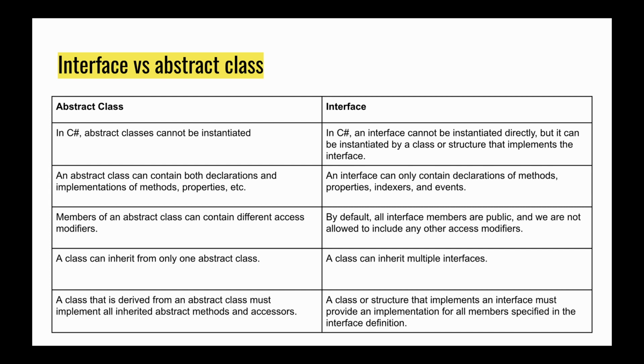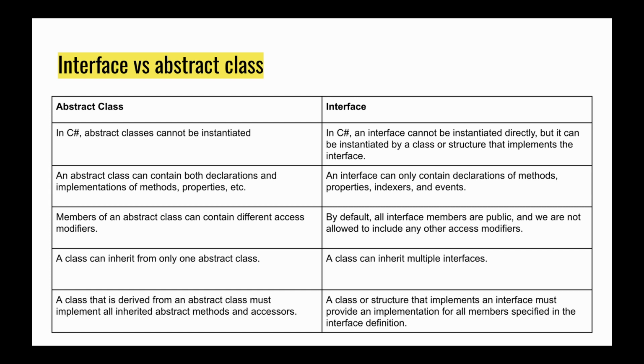An interface can only contain declarations of methods, properties, indexers, and events. Members of an abstract class can contain different access modifiers. By default, all interface members are public, and we are not allowed to include any other access modifiers.